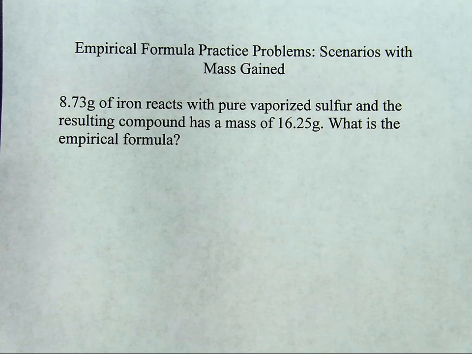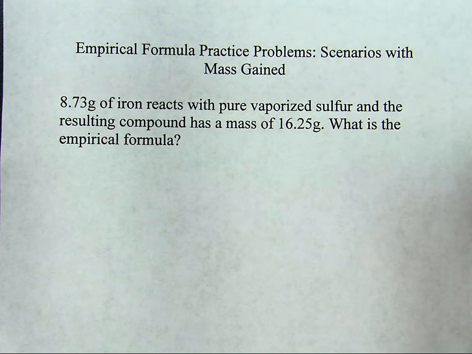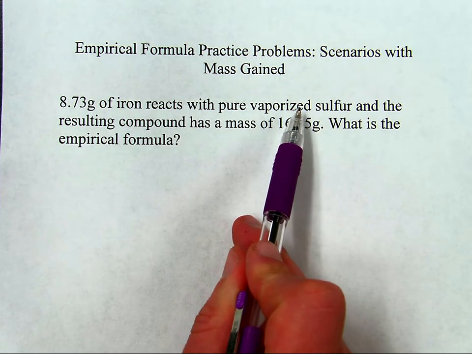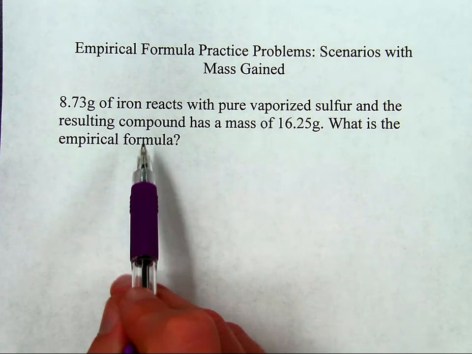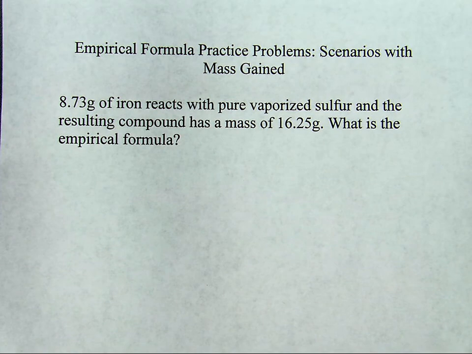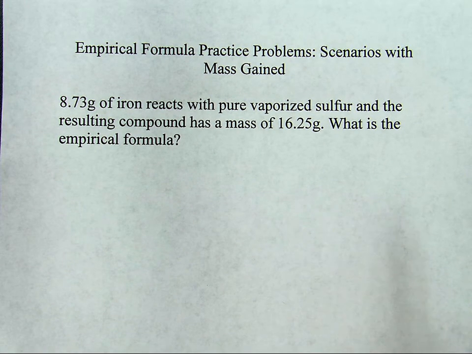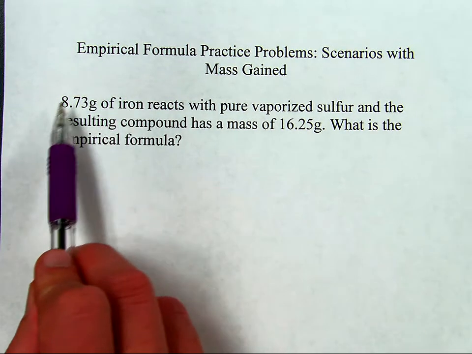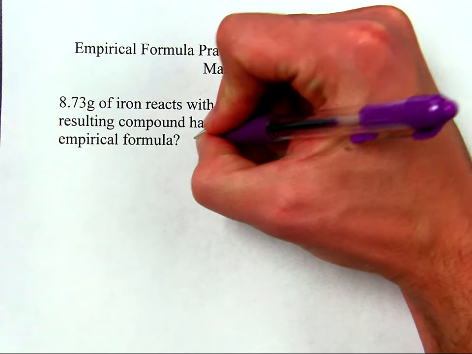Okay, let's look at how you tackle one of these questions where you have some compound reacts with some other compound and you're trying to find the empirical formula, and all they tell you is the beginning mass and the final mass. As before, you will need to know the masses of the two compounds, or three, or however many compounds, in order to find the empirical formula. So I've got the mass of iron right there, so that's pretty straightforward.